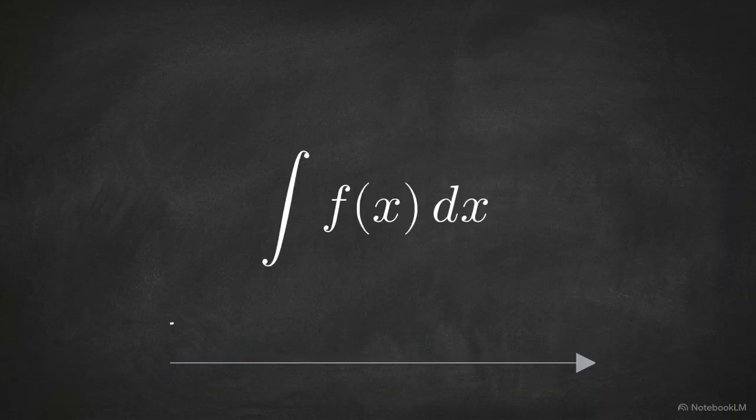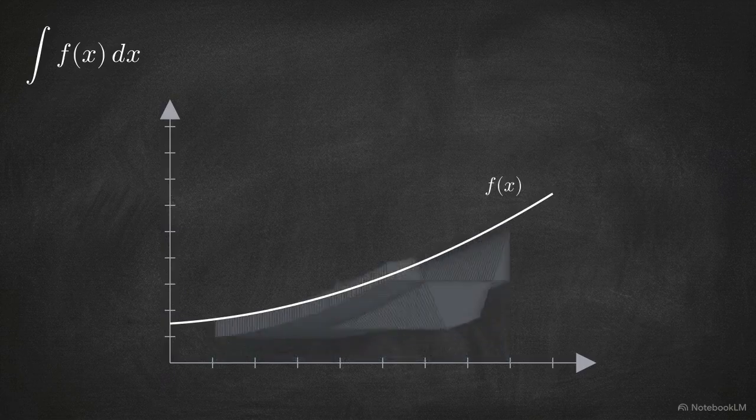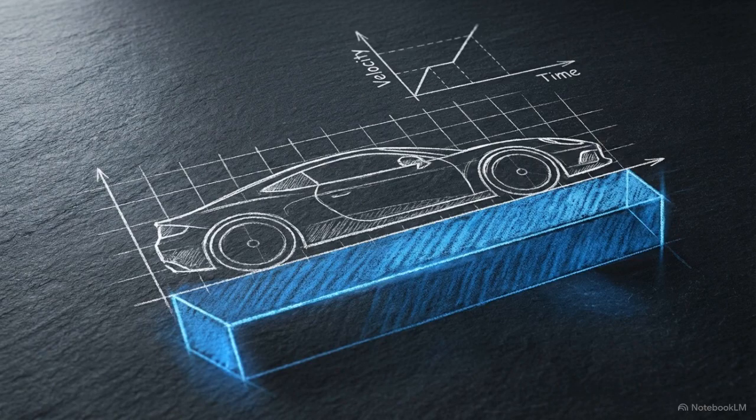This notation represents that process. The integral symbol directs us to sum infinitely small slices of the function. Geometrically, this calculates the precise area trapped underneath a curve, determining the total geometric accumulation. Analytically, integration solves broad accumulation problems over time, such as calculating the total distance a vehicle travels based on its varying velocity.